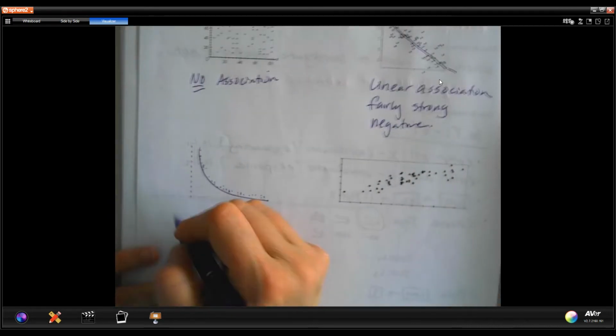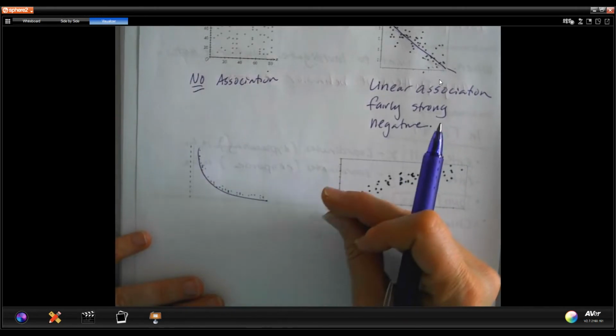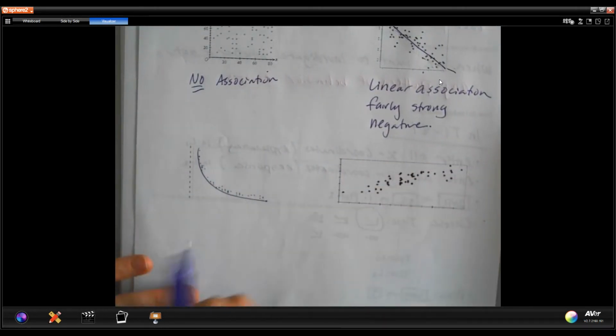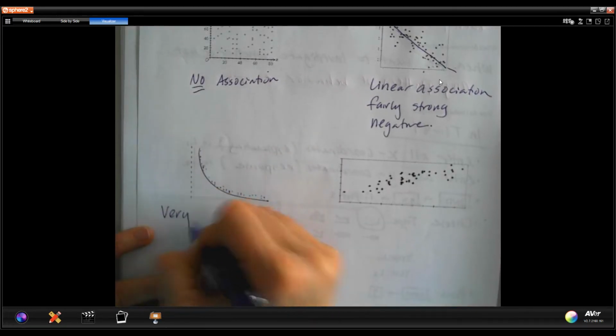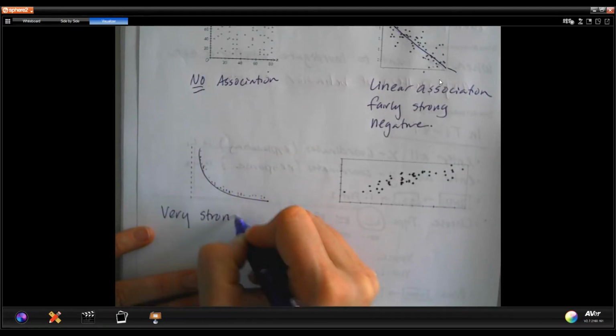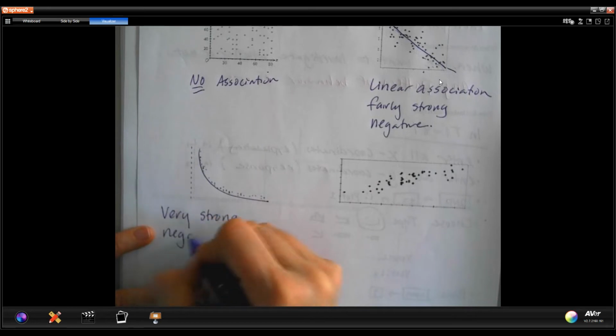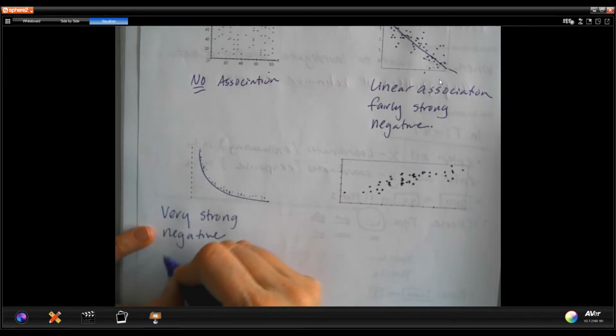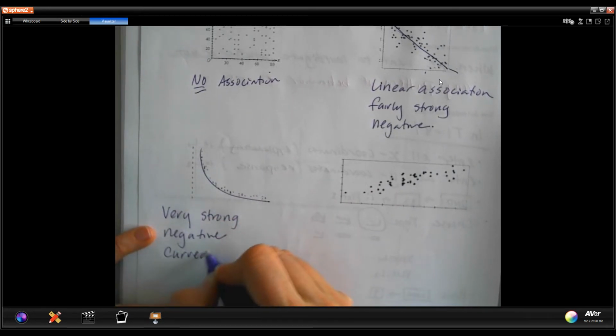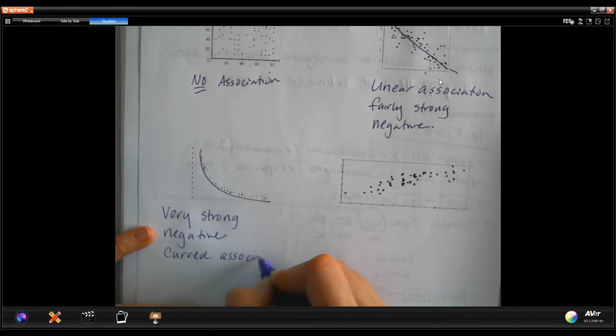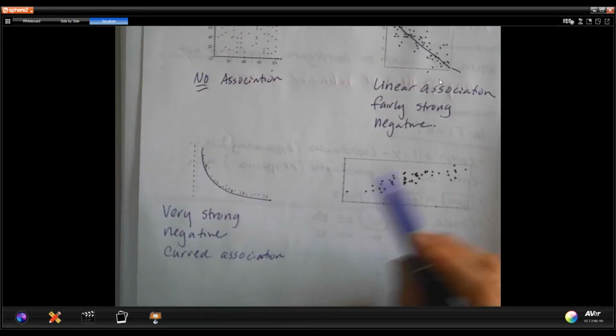All of those dots are super close to that curved line that I drew. If I had drawn it a little bit more carefully, it would even look better. So I'm going to say it is a very strong, negative, curved association. I didn't put them in the same order, but I said it all in one sentence, and I hit all three things.